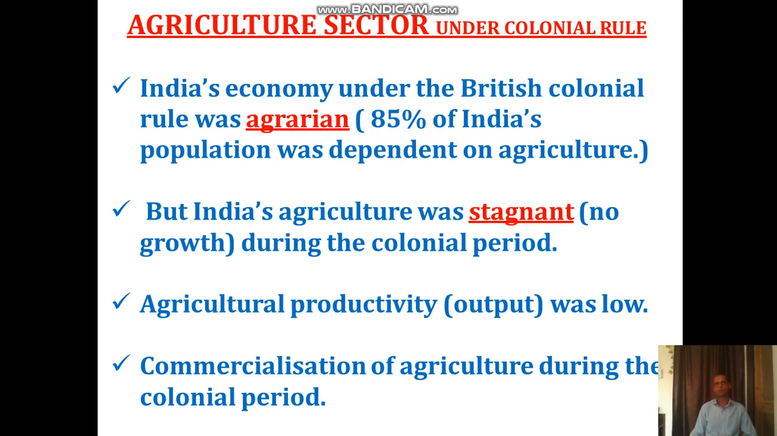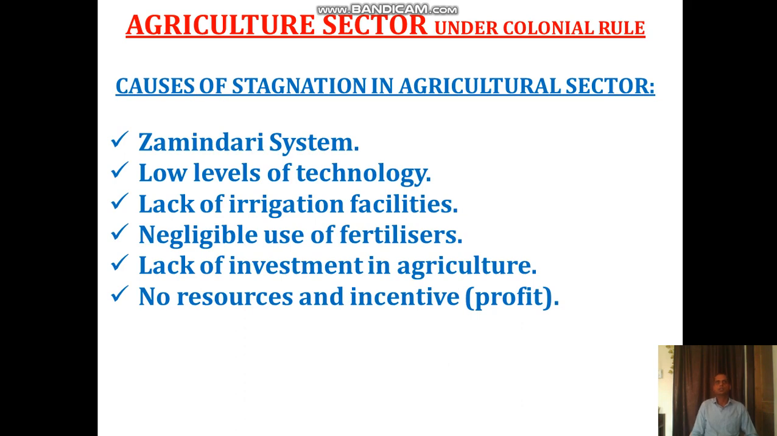Most of the population was dependent, like 85% of India's population was dependent on agriculture, but still the agriculture was facing stagnation, which means no growth was there during the colonial period. Agricultural productivity means the output was very low. But commercialization happened, and we will understand in a later slide what exactly commercialization of agriculture means during the colonial period. So now we'll understand what the causes of stagnation in the agriculture sector were.